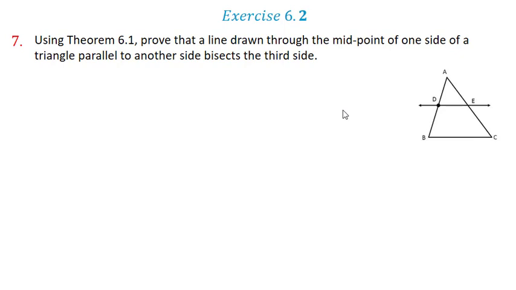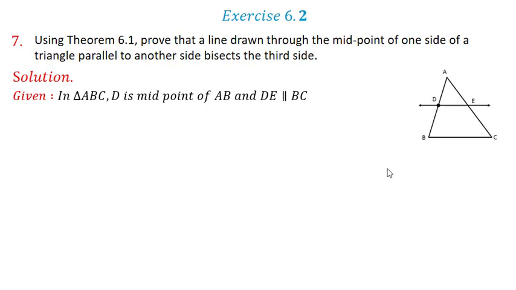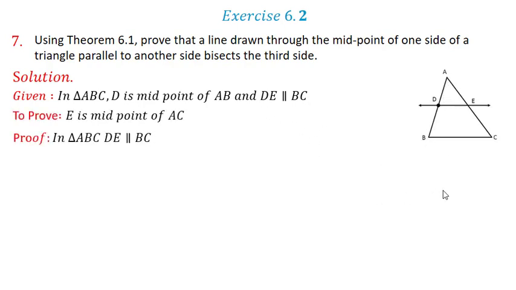Using theorem 6.1, that is using basic proportionality theorem, we have to prove that line drawn through the midpoint of one side of a triangle parallel to another side bisects the third side. So here it is given that D is the midpoint of side AB and DE is parallel to BC. I have to prove that this point E is midpoint of AC, right? Okay, so let us again start. As DE is parallel to BC, we can say that AD upon DB equal to AE upon EC, right?